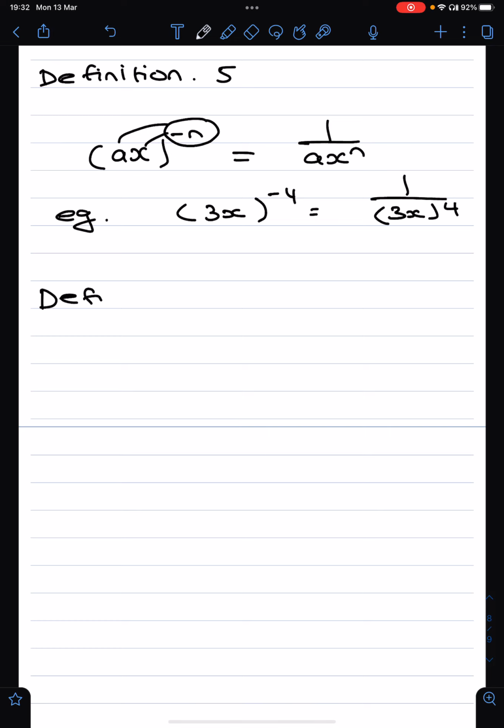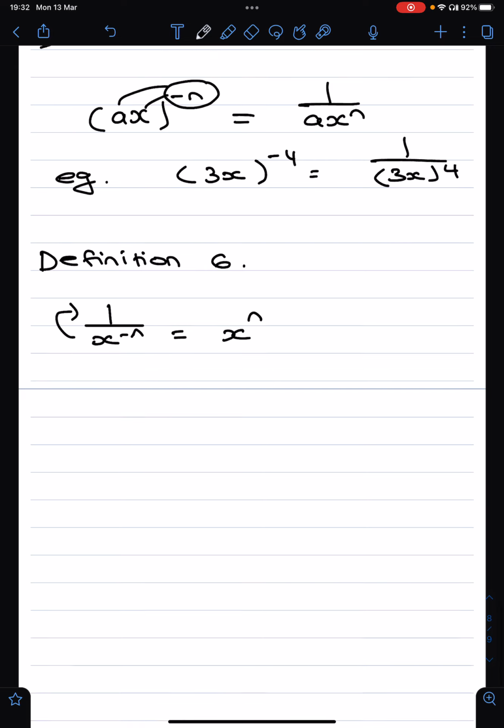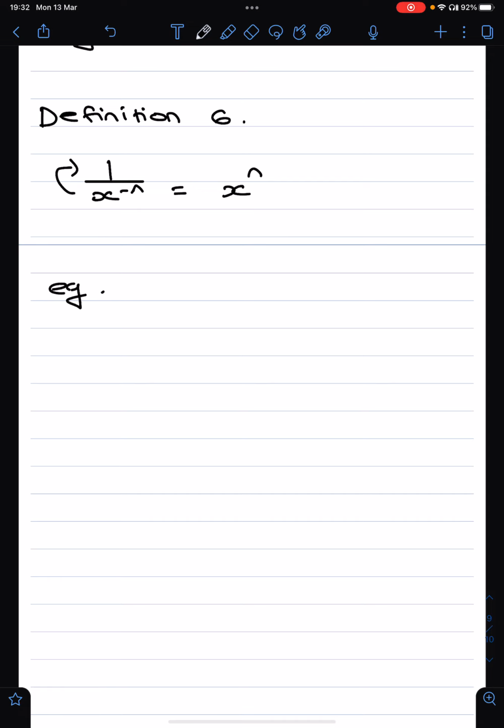Definition 6. If I have a fraction 1 over a base with a negative exponent, then this goes back to the top. So it becomes x to the power of n. An example: if I have 1 over y to the negative 6, the solution becomes y to the power of 6.